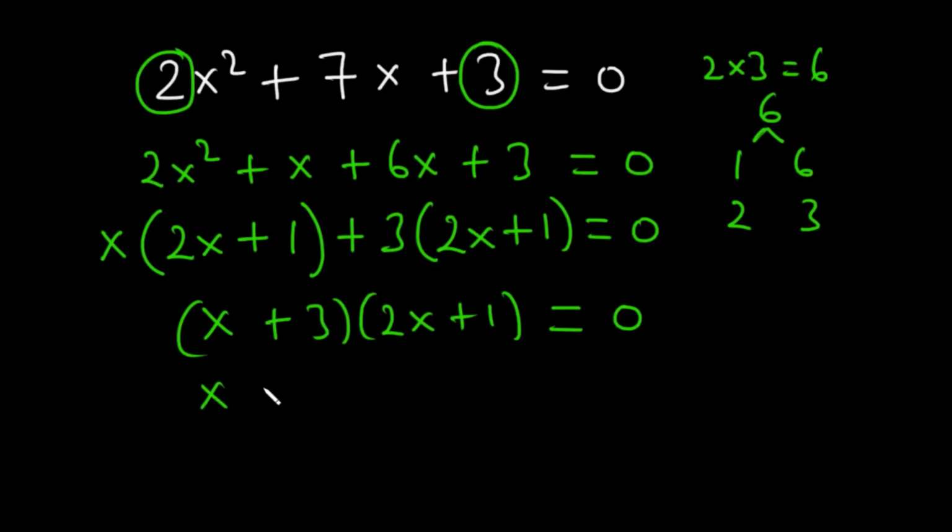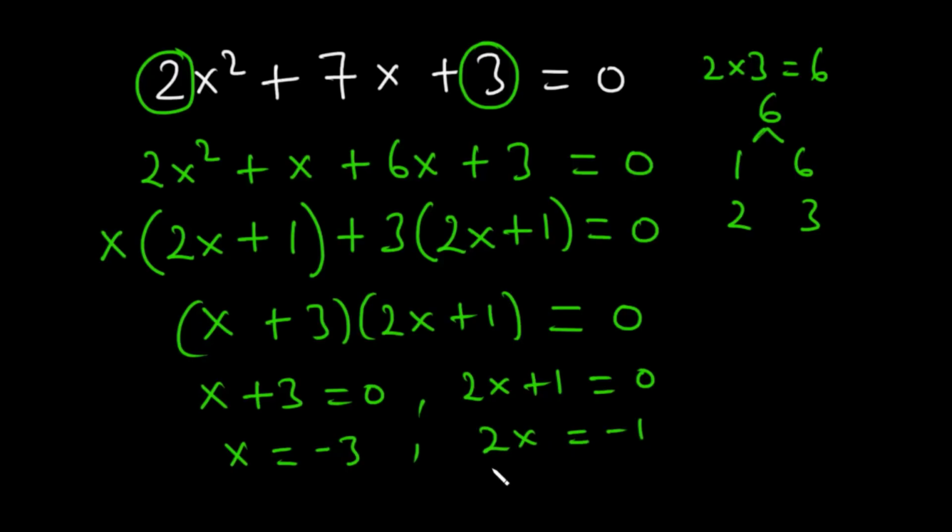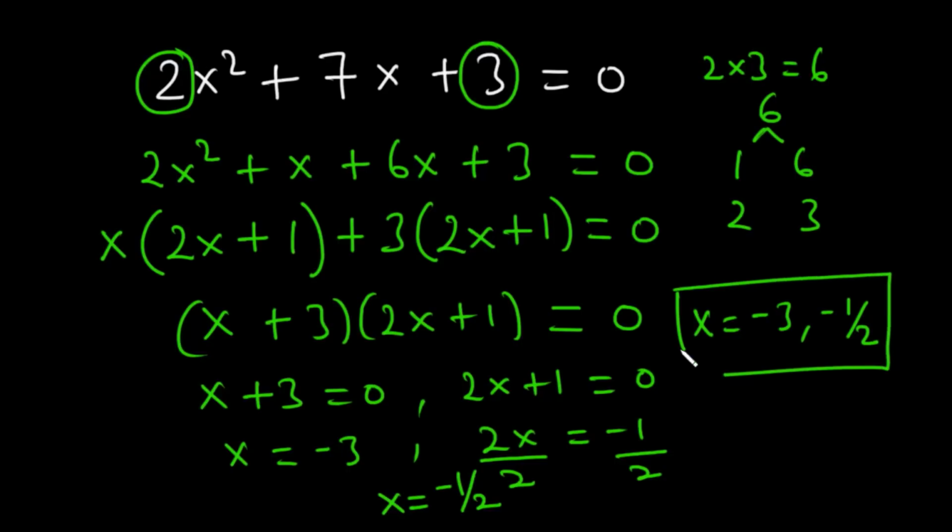So we take x + 3 = 0, and then we can transpose positive 3 to the right hand side, and then we have -3. And then we have 2x + 1 = 0. We have 2x = -1, and then we divide both sides of the equation by 2, and then we have x = -1/2. So the roots of the equation are x = -3, and then x = -1/2. So this is how to find the roots of a quadratic equation using the method of factorization.